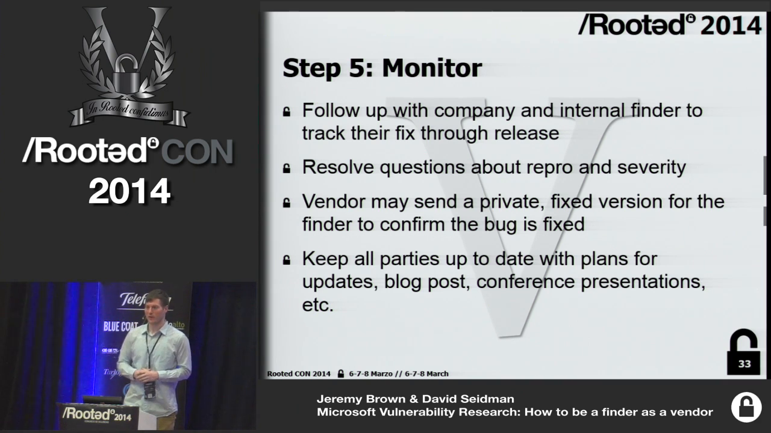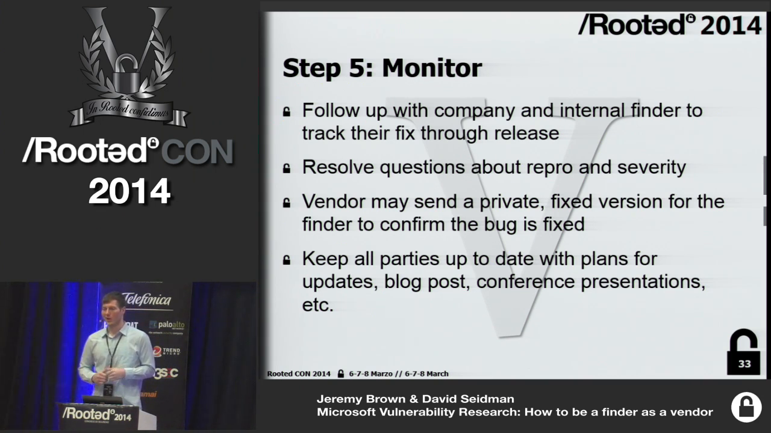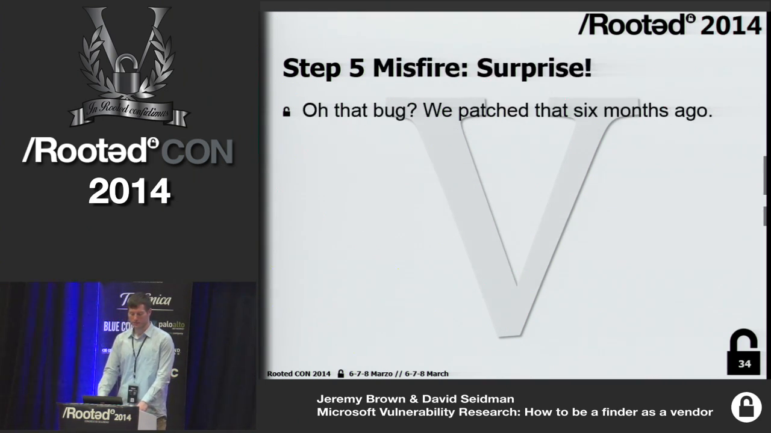Monitor. So part of MSVR's responsibility is to keep the finder and company up to date, with maybe the finder found a variant of the vulnerability, or maybe the company is fixing the vulnerability. The finder wants to know about that. So provide transparency, monitor, see if there's any release of it, and then if the company or the finder wants to do a blog post with more technical details, coordinate all that stuff. Misfire. We emailed the vendor, oh, that bug, we patched it, we just never told you about it. It's not very good for morale for the finder. He's like, what happened? He's waiting on a response.